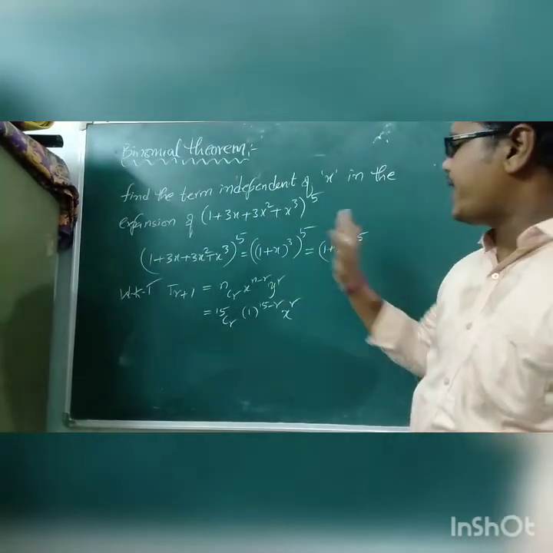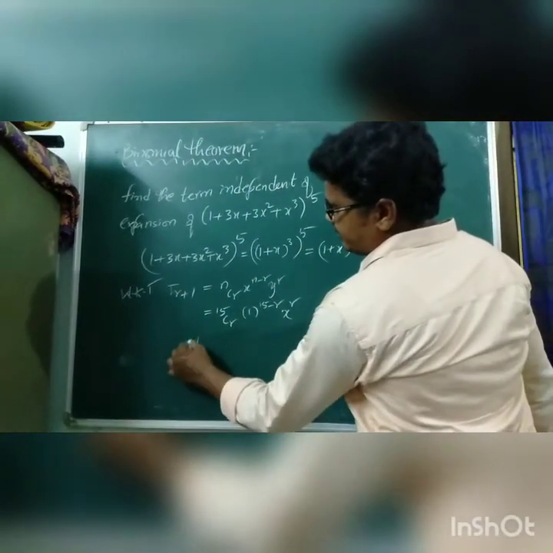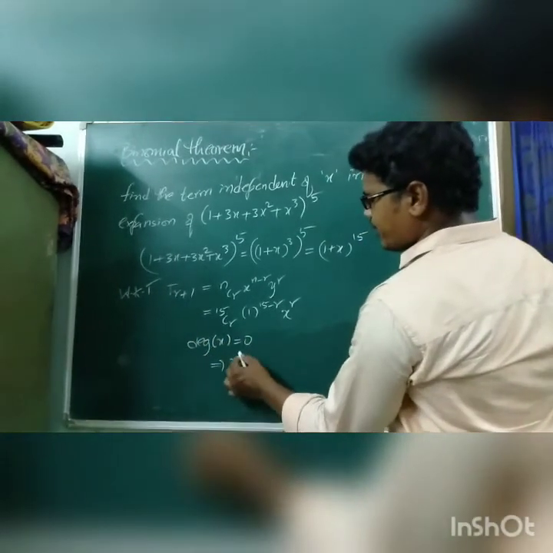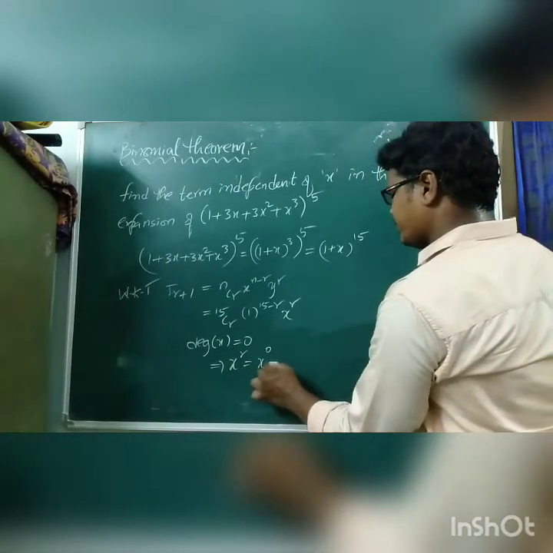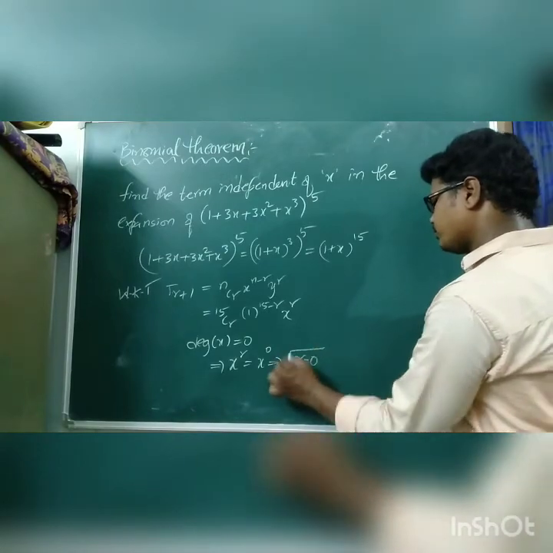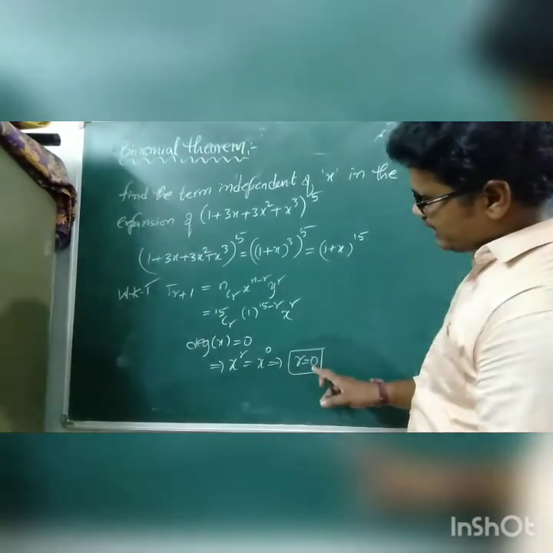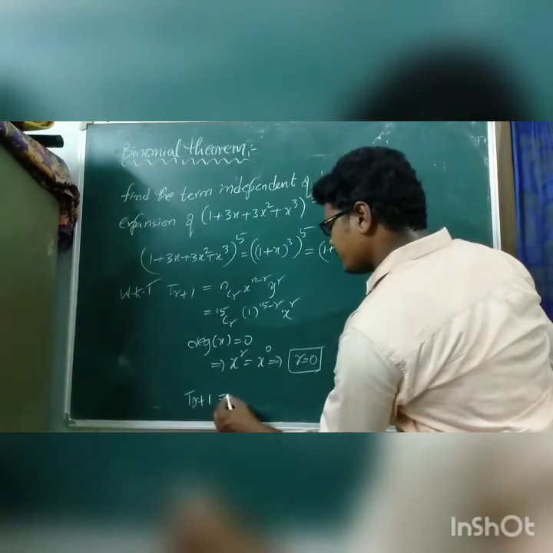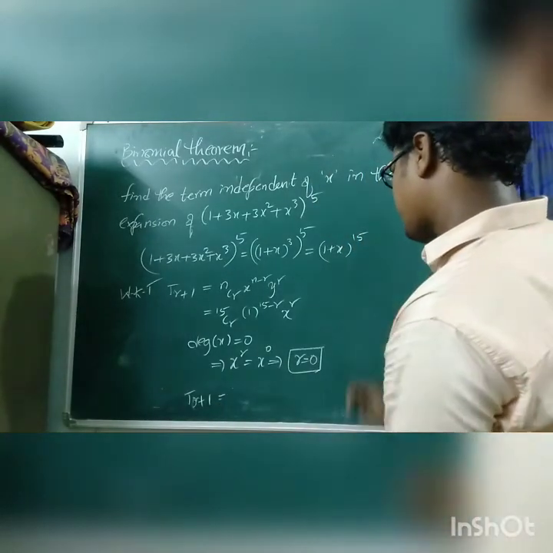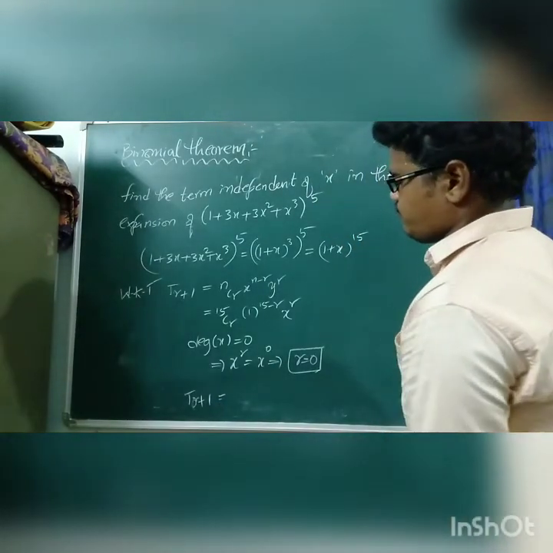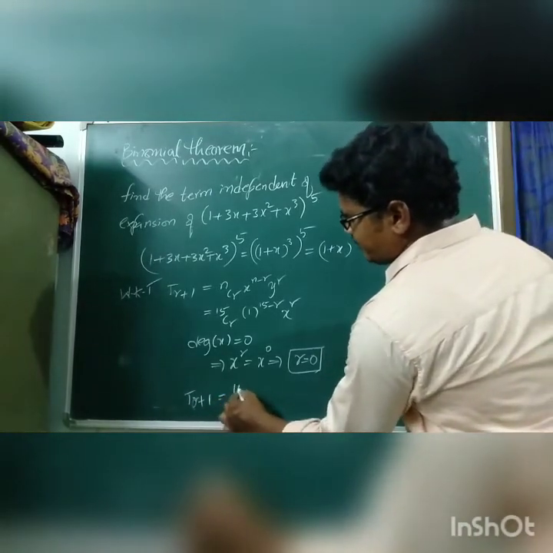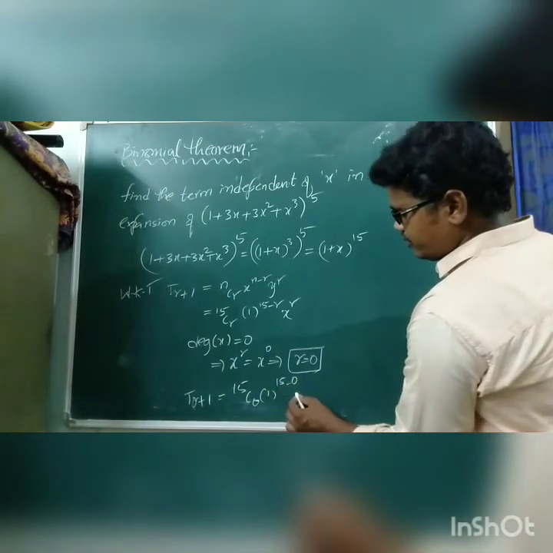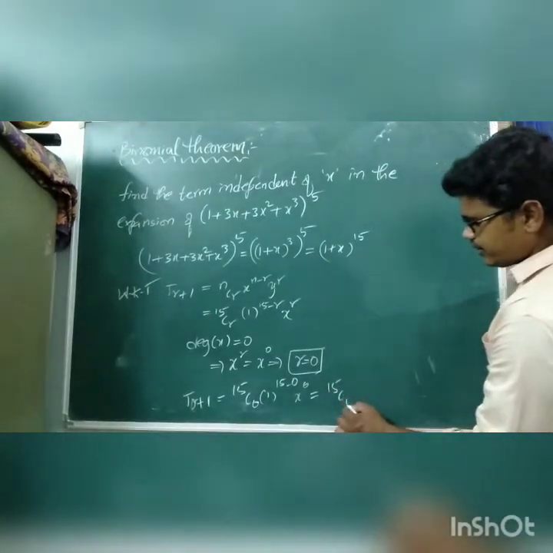The term independent of x means the degree of x becomes 0. That implies x^r is equal to x^0, that is nothing but r equal to 0. If r equal to 0, therefore the independent term is T(r+1), I mean T(0+1), that is nothing but T1, that is 15C0 into 1^(15-0) into x^0, which is 15C0. The answer is 1.